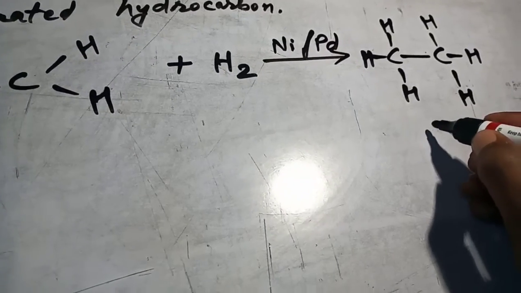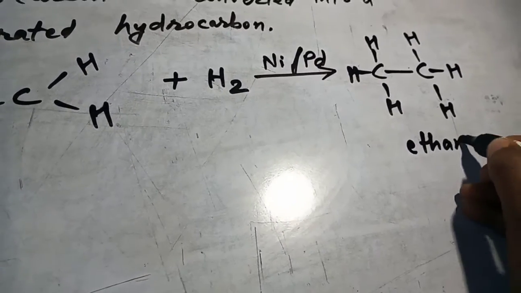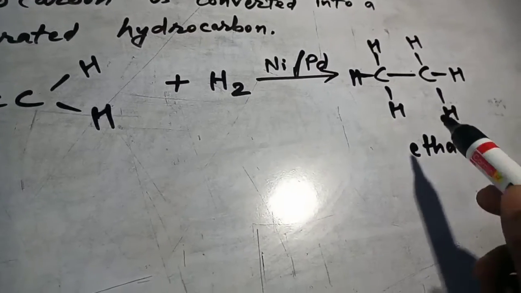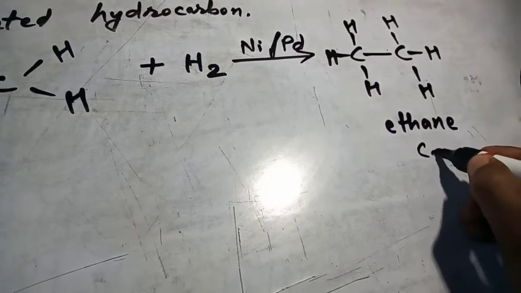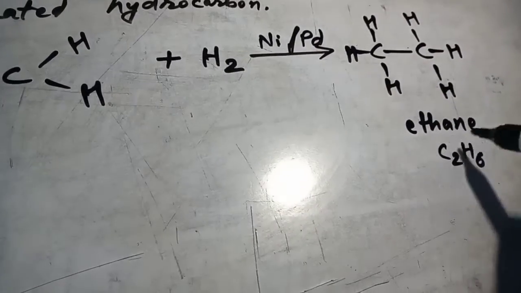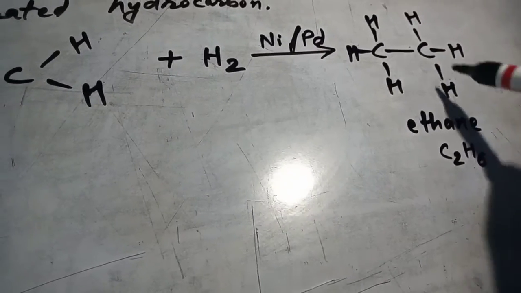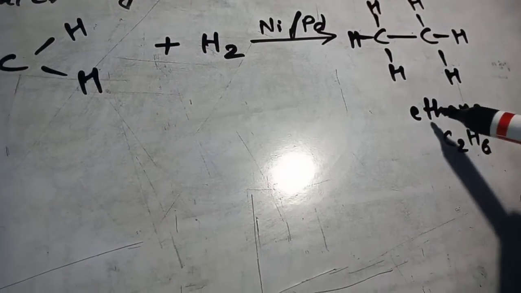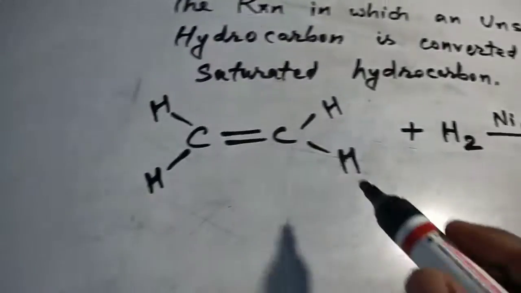This one is known as ethane. The name of this compound is ethane, C2H6. The number of hydrogen here is 6. Number of carbon here is 2, C2H6, and the compound is known as ethane.